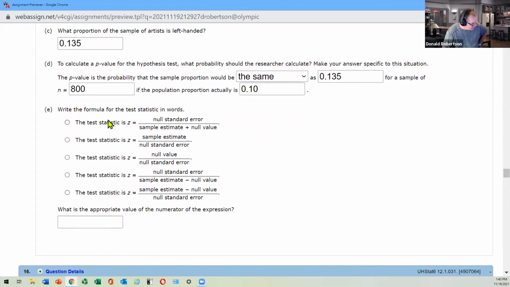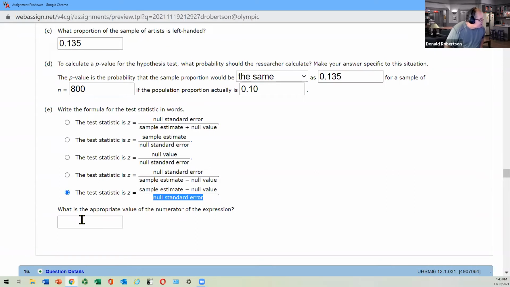is the Z-score. Now, there are so many versions of what the Z-score is, depending on the context. Didn't we do one that was P hat, take away P naught over the standard error? Haven't we done all sorts of other versions? In this case, we are going to be looking at sample estimate, take away the null value, divided by the standard error. So we're picking that one.